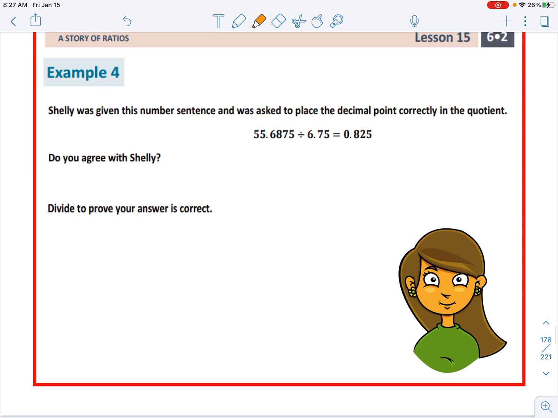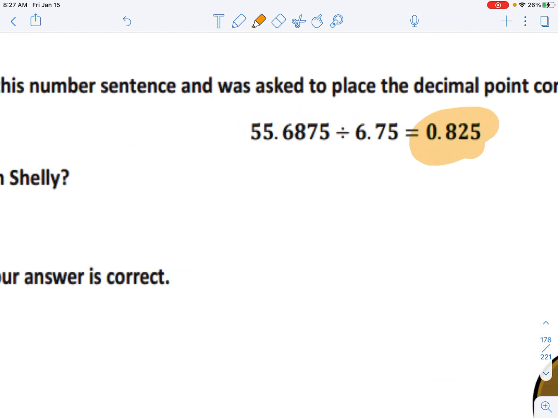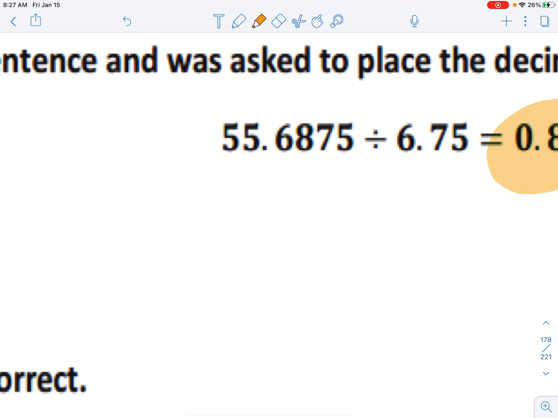All right, guys, last problem before I get you on the problem set. I have this example 4 says, Shelly once was given this number sentence and was asked to place the decimal point correctly in the quotient. So Shelly solved the problem, and she got this as an answer. Okay, it's asking us, do we agree with Shelly? Divide to prove your answer is correct. So I'm going to go ahead and divide this. Okay, I have 55,6875 ten thousandths divided by 6 and 75 hundredths.